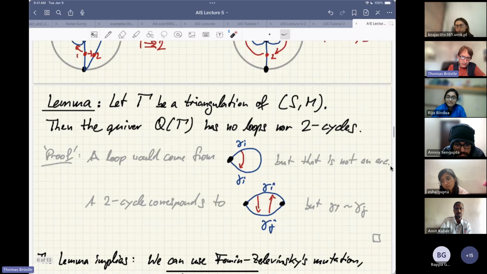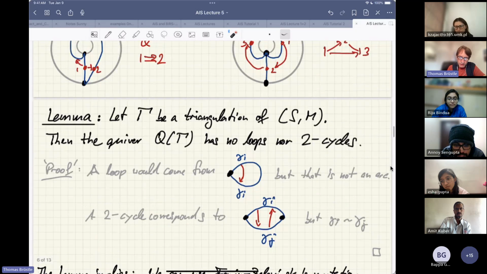And a two-cycle would come from a situation where you have two arcs, gamma i, gamma j, and they intersect in one marked point once here, and then the same two arcs intersect in another marked point the other way around. But then we have that gamma i and gamma j would be homotopic. And we say we don't consider two copies of one homotopic arc. So this one can also not occur. Therefore, we have no loops and no two-cycles. We have a good quiver.